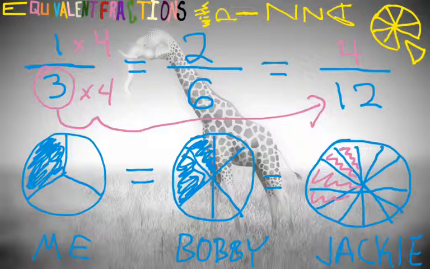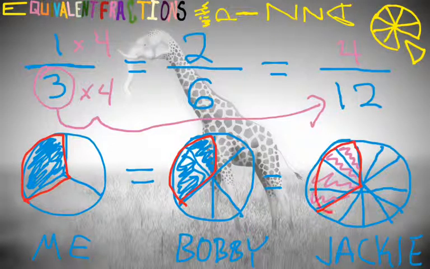And if we look carefully at this, we can tell that even though Jackie ate 4 pieces, and Bobby ate 2 pieces, and I ate 1 piece, we all ate the same amount of pizza. Because we first counted our pizza slices, and we're looking at equivalent fractions, and figuring out how to make an equivalent fraction using multiplication.